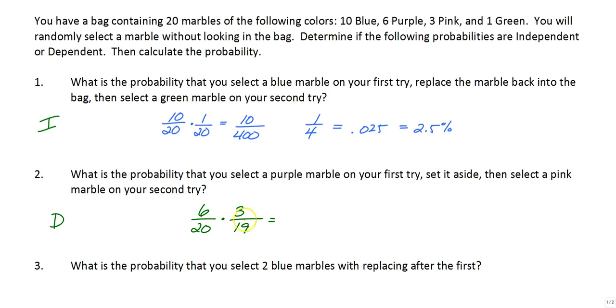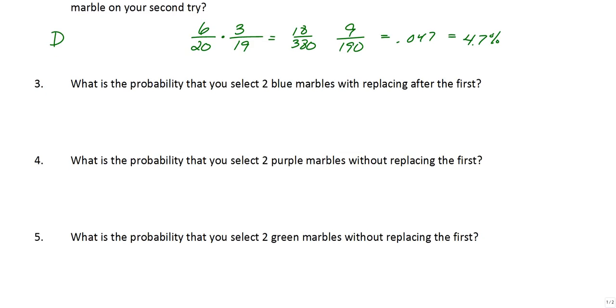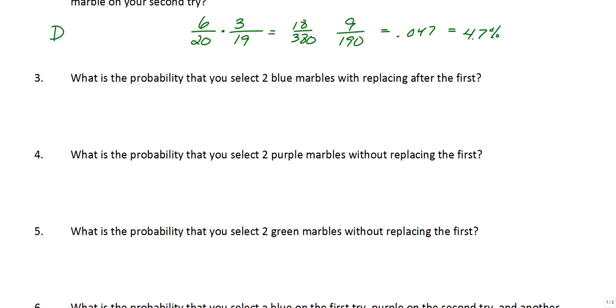So there's no fancy notation. All you have to do is take into consideration that the first event has already happened. So now there's only 19 marbles left. Okay? So then you multiply those together and you get 18 over 380, which would reduce to 9 over 190, which is equal to 0.047, or 4.7%. Okay, so that's independent versus dependent. Now, there's quite a few other examples, so we'll do one more together, and then I'll let you try the next 3, and we'll see how we do.